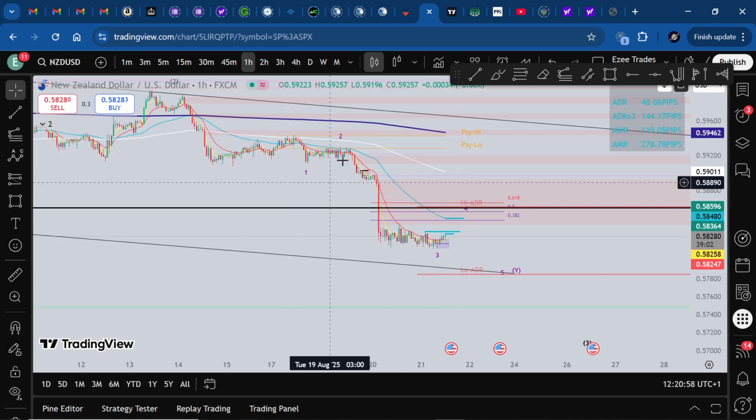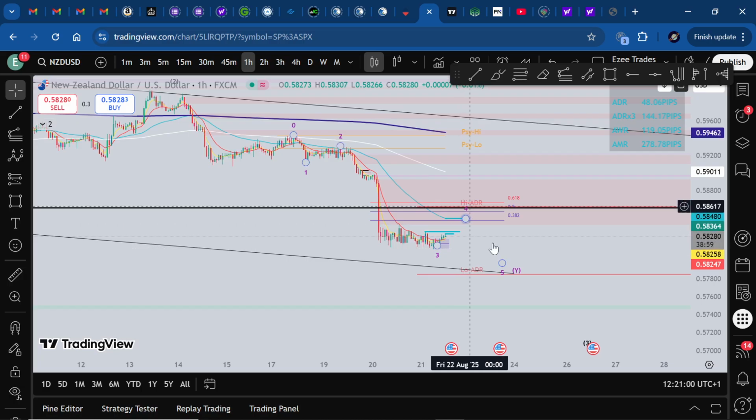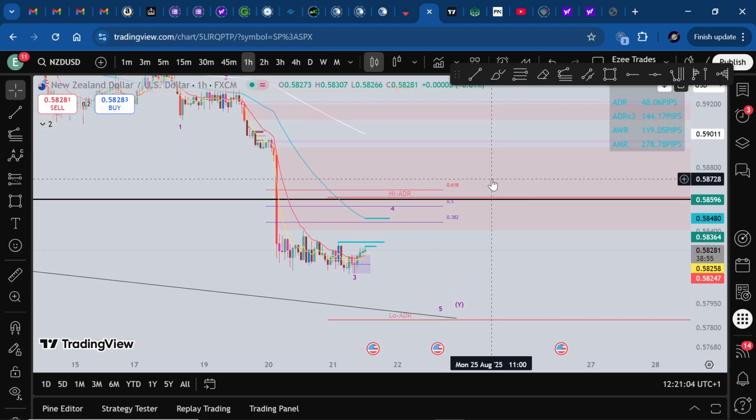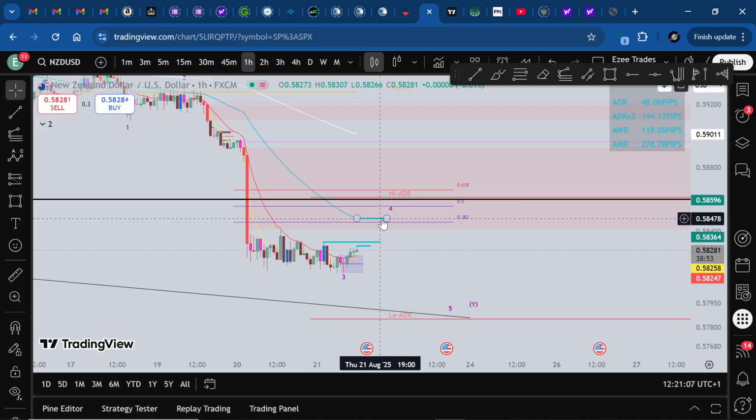Simple as that. 1, 2, 3, 4, 5. So that gives us a trade up to this area, the 50 MA. Then if price could come around here or something like that, you could take a short.